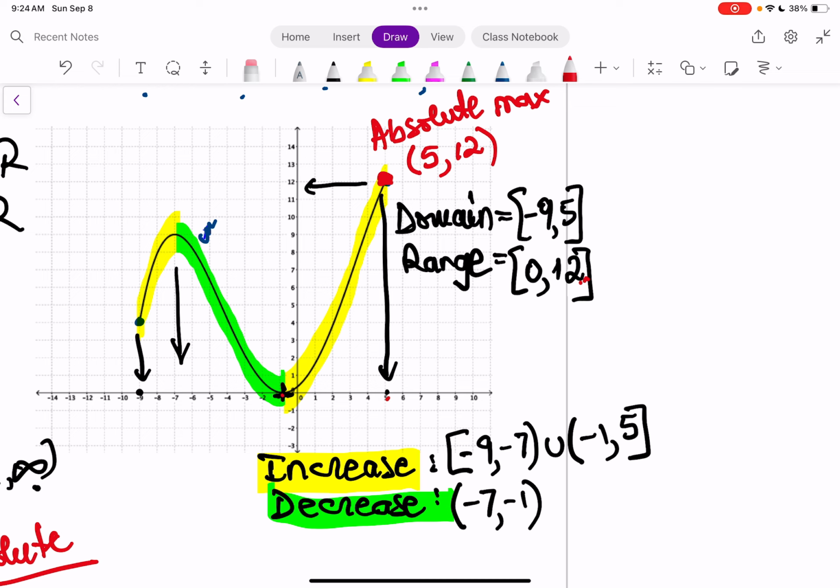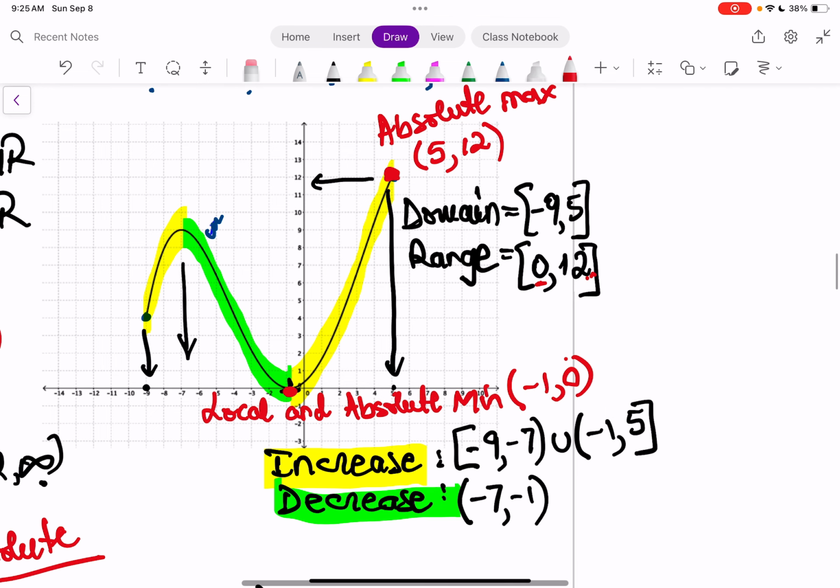This time we have right here both a local and absolute min. And its coordinates are x is negative 1 and y is 0. So again, that's the lowest point on the graph because that's the range, right? The graph starts at a y of 0 to a highest possible point of y of 12, right?